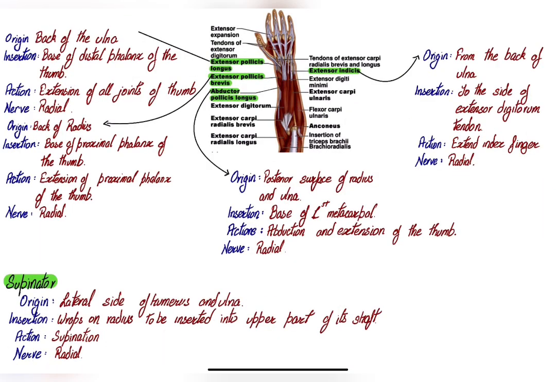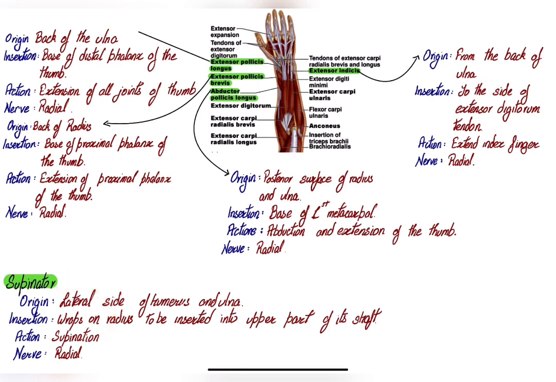Another important muscle which is not shown in the diagram is the supinator muscle. It originates from the lateral side of the humerus and ulna. Insertion is that it wraps around the radius to be inserted into the upper part of the shaft. The action that it performs is supination, and the nerve is the radial nerve. Now the action is quite similar to the name.